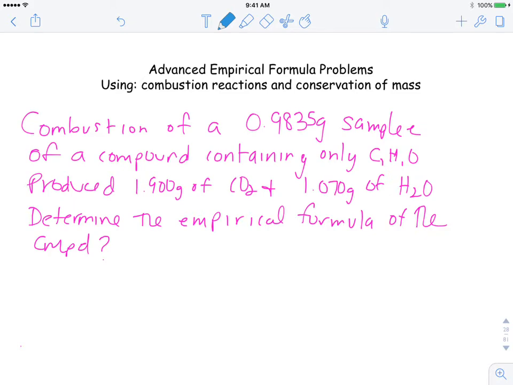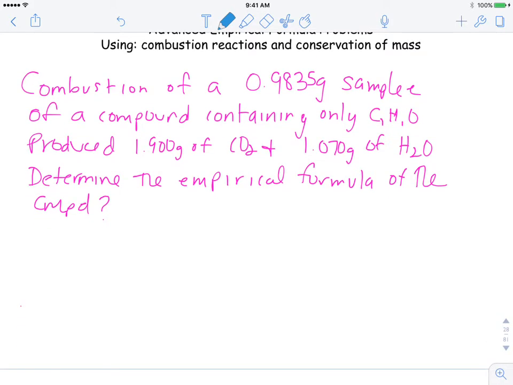I give you the mass of the sample, and then I tell you how much product you form, how much CO2, how much H2O you form. So I'm going to go through this quickly. If you haven't seen one of these before, you might want to take the time to slow down and do it, and we'll do some more in class too.